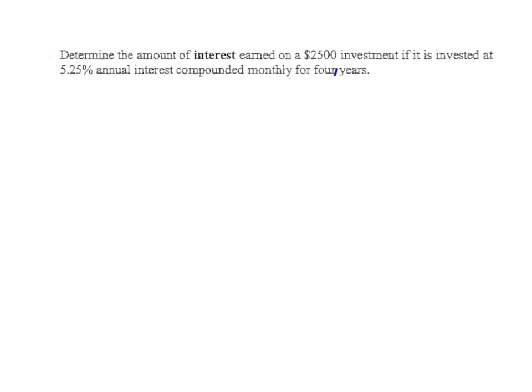Next, we're going to determine the amount of interest earned. Now, interest is not a value in the formula, but I'll show you how we're going to go about calculating that. But it's still a money question where you're depositing an investment. So here it says you're depositing $2,500 into an account, 5.25% interest compounded monthly for 4 years.